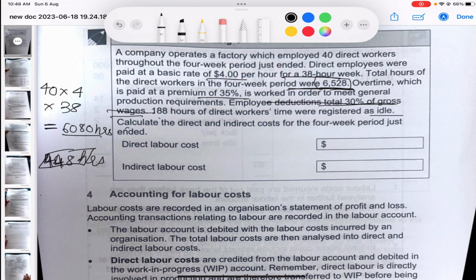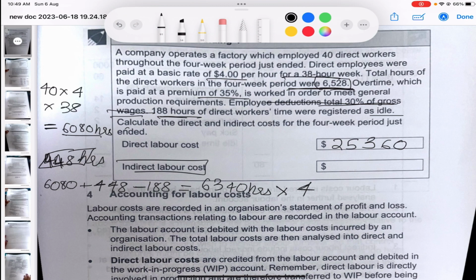Okay, and 188 hours of direct workers' time were registered as idle. You know that the idle cost always comes in under indirect, so you are going to minus that from the direct. So what is the direct labor cost? 6080 hours plus your excess 448 hours, which will eventually give you 6528, minus the idle hours. 6528 minus 188 would give you 6340 hours. So this is your direct time multiplied by the basic pay, that is $4 per hour. 6340 multiplied by 4 would give you 25360. So your direct labor is 25360.